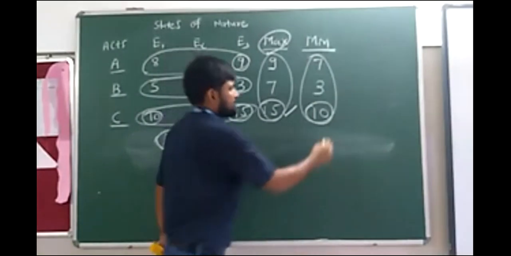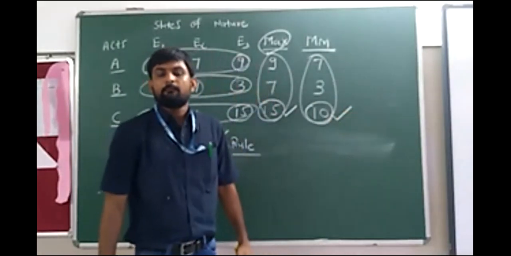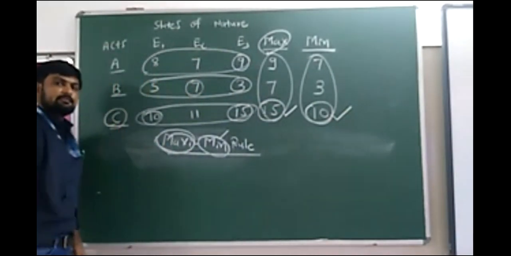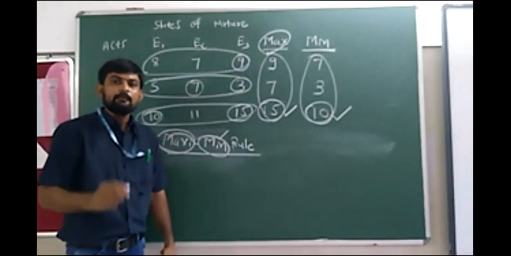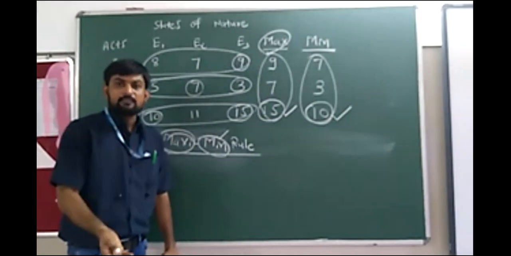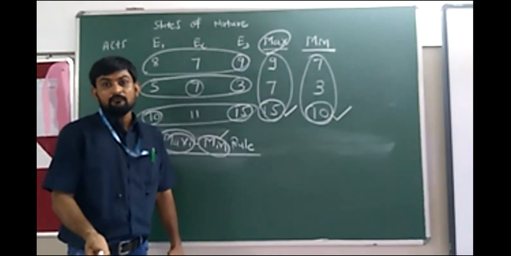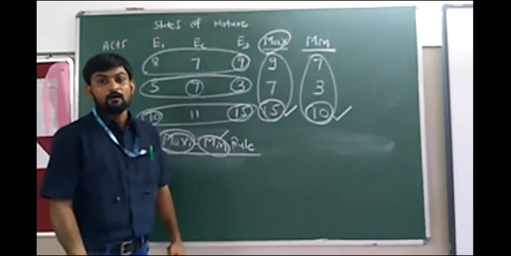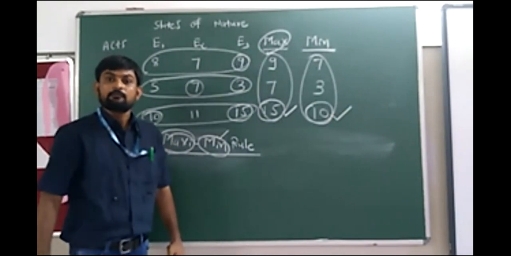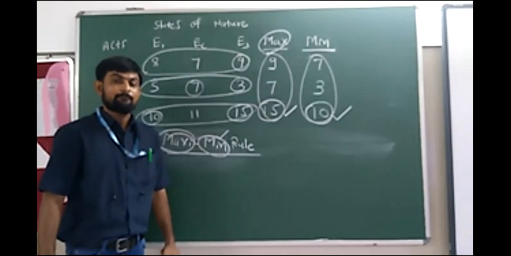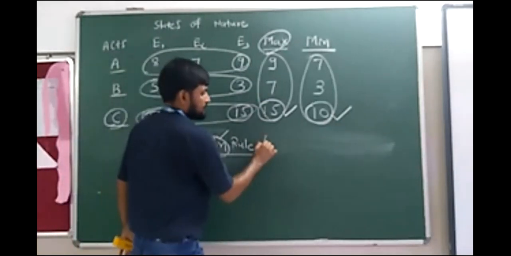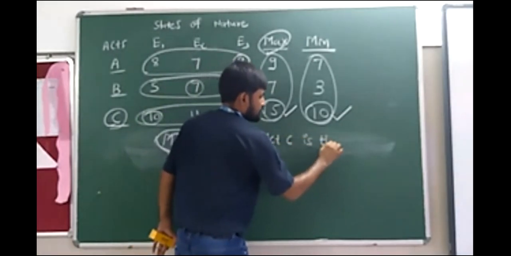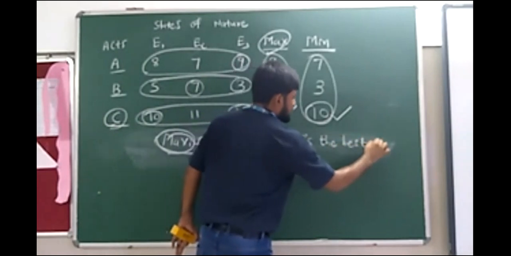So now we can say that according to the Maxi-Min rule or criteria, Act C is the best act because it gives maximum profit in the worst situation. When the situation is worst, then also it will give the best payoff, that is the maximum payoff. And hence we'll write, Act C is the best act.